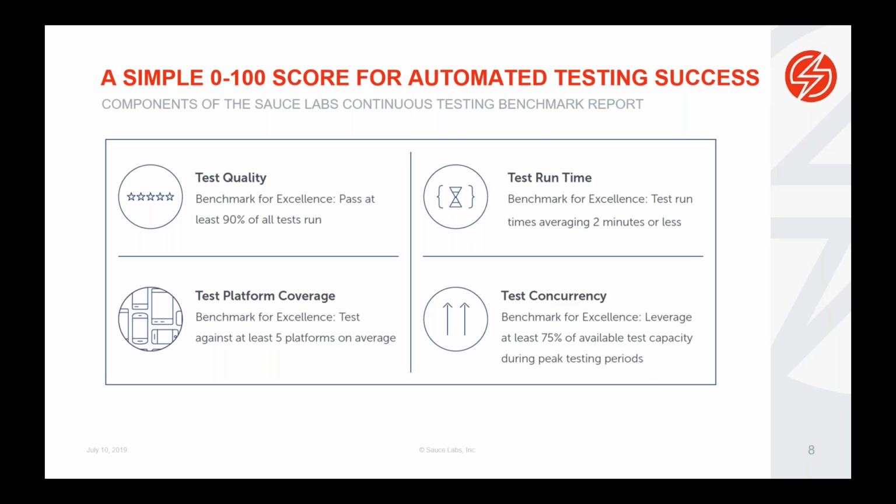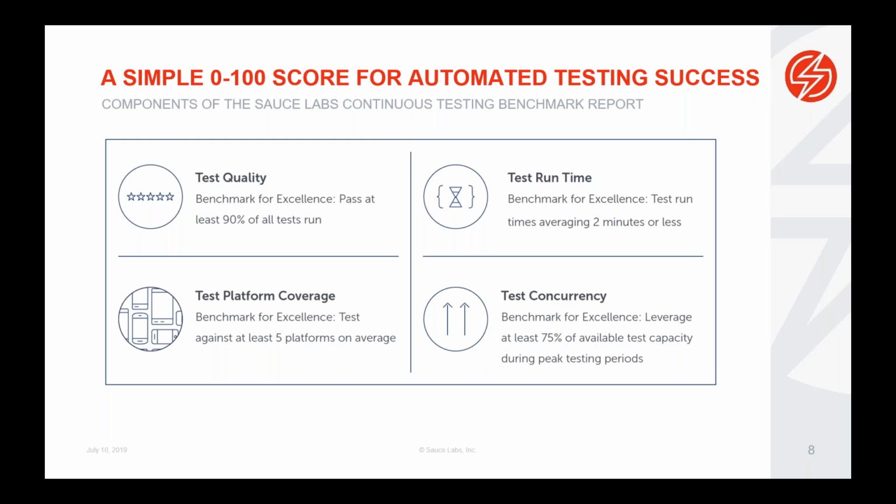So we're very excited to introduce the continuous testing benchmark. Basically, the benchmark is made of 4 different categories, which together we provide a bottom line score, which is between 0 and 100. It's an average of all scores. And we'll go through each one of those. The first one is test quality.